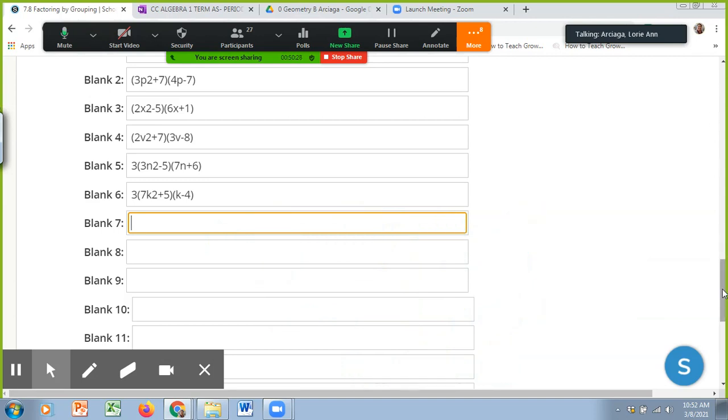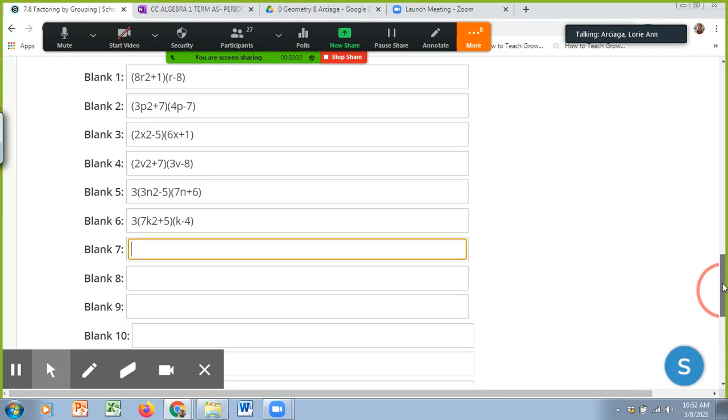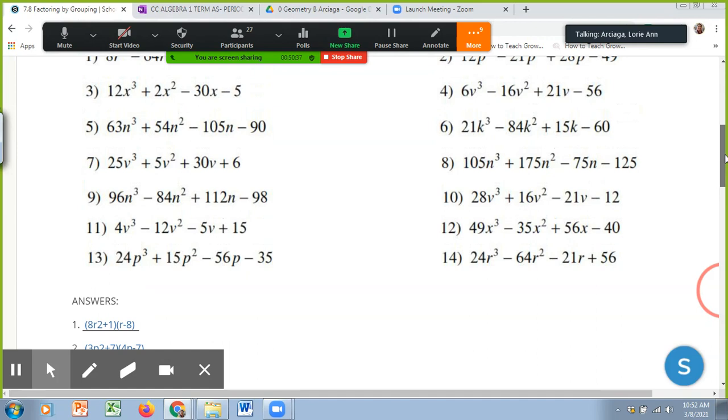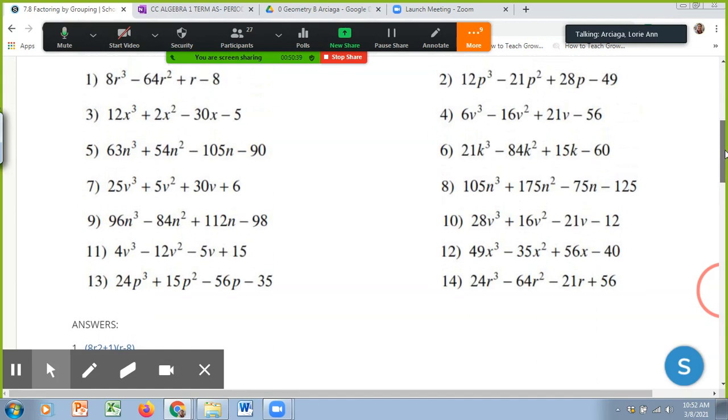Okay, so how do you find this topic? It's just about GCF, right? We're just repeatedly using GCF. Okay. You always have to choose the first GCF.